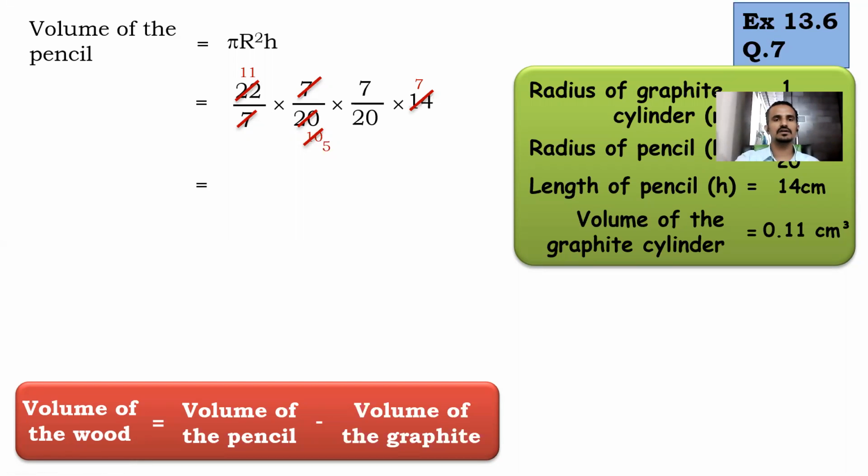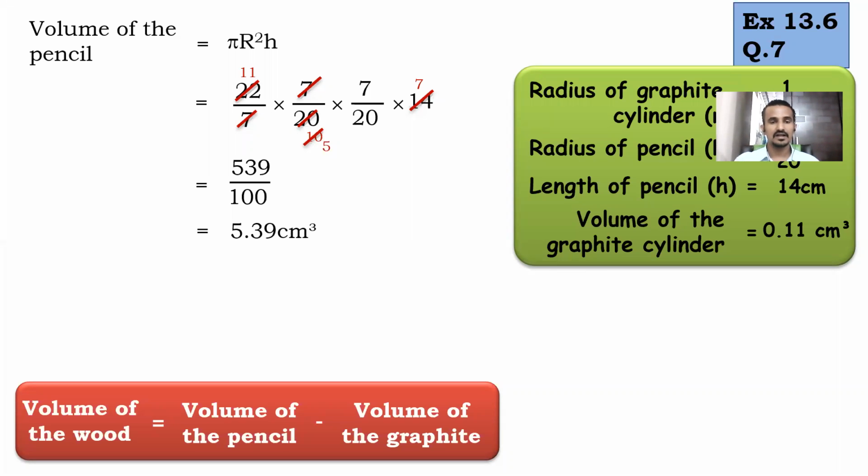So in the numerator 11 into 7 into 7, that is 11 into 49, will give us 539. Okay, so 539 upon the denominator, 5 into 20, that is 100. So 539 upon 100, we get 5.39 centimeter cube. So this is the volume of wood. Sorry, this is the volume of entire pencil, not wood. This is the volume of entire pencil.